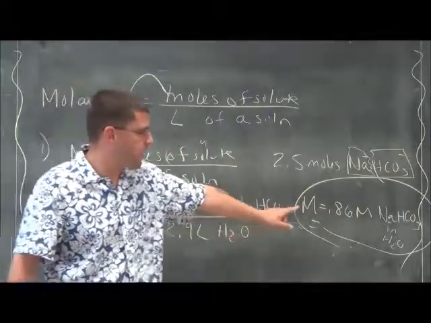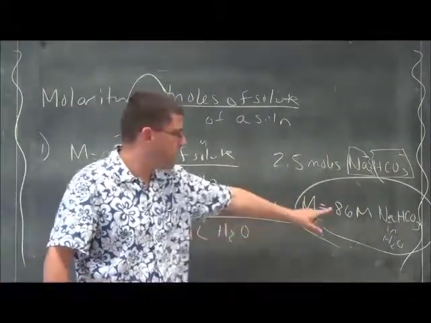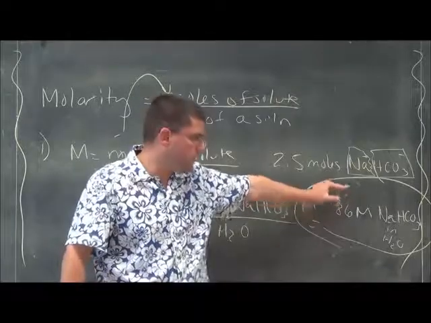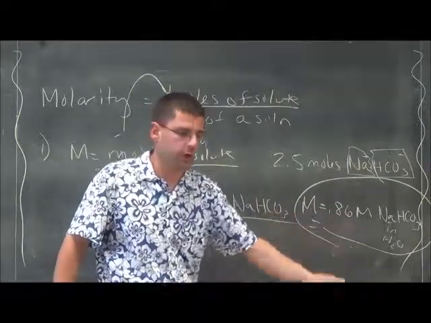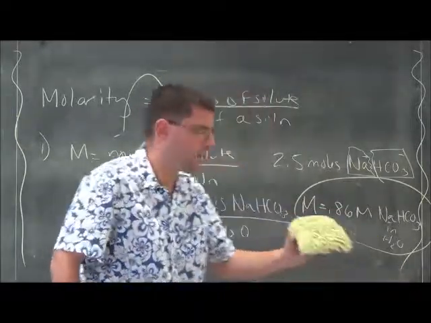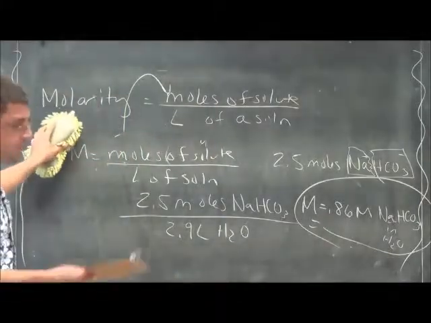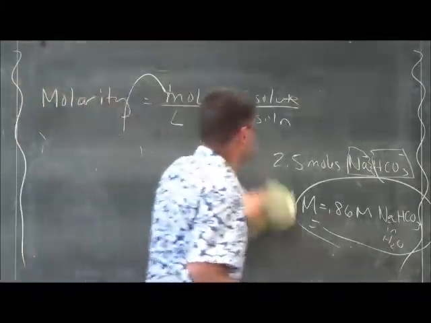If I add more solute, that ratio changes. This goes up. So the greater the molarity, the stronger the concentration. The smaller the molarity, the weaker the concentration. Okay? Now that's an easy one-step one. Now how do you know if it's two steps or one step?